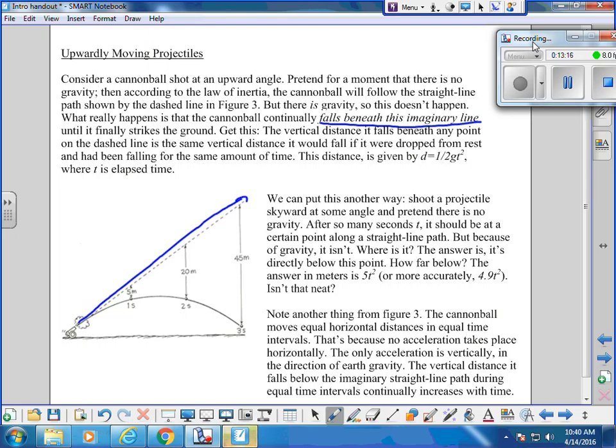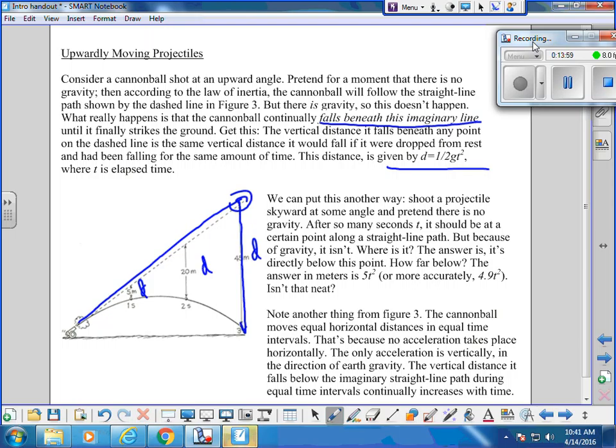In other words, if it takes 3 seconds in this imaginary, non-gravity world to get to here, if you were to drop a cannonball from that height, it would go there, right? So this distance here is the same height that it would fall if it was dropped from rest. So in other words, it's still falling exactly the same. The horizontal speed has nothing to do with the amount of drop. It's kind of counterintuitive. People think, oh, if it's faster, it's going to take longer to hit the ground. Same time.